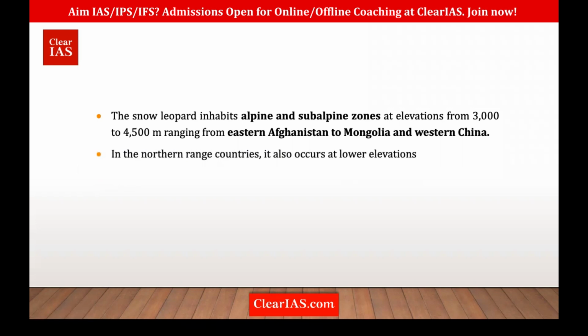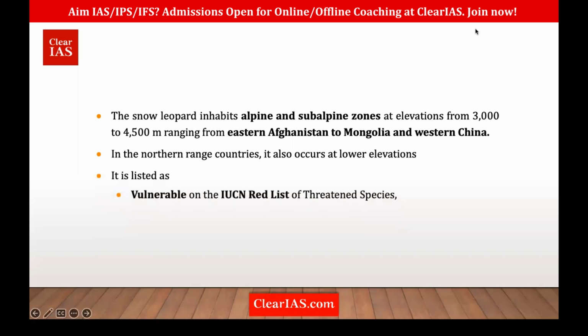And also when there is snow in the lower elevations, it will be found there too. For example, in Mongolia, it will be found in lower elevations, right? Also, it is listed as vulnerable. Remember this in IUCN, it is just vulnerable. It's not endangered or critically endangered. Earlier, it was endangered, and it was delisted to vulnerable based on its conservation. So now it is vulnerable as per IUCN.